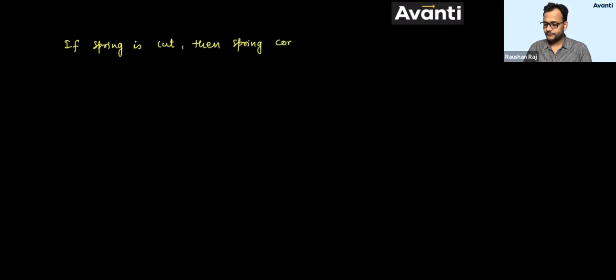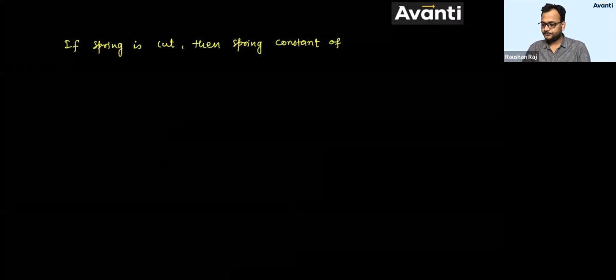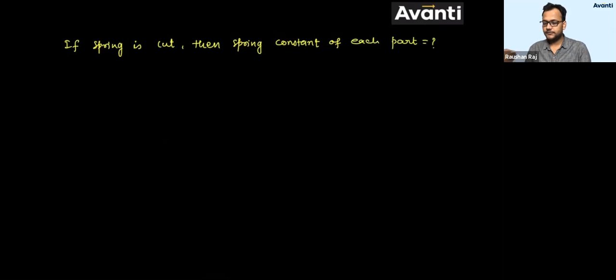Now there is one more type of question that will be asked to you: if a spring is cut. What did we do to the spring, children? Cut it. So if a spring is cut, then what will be the spring constant of each part?